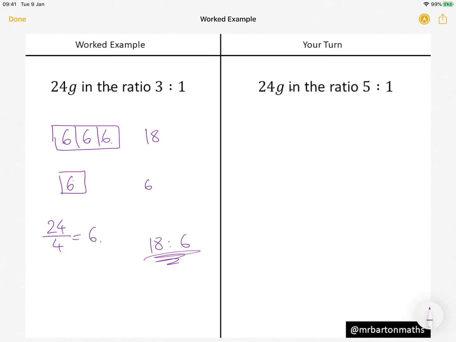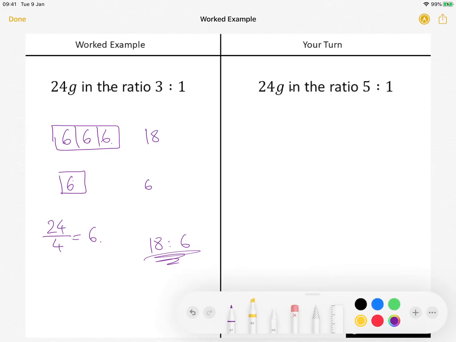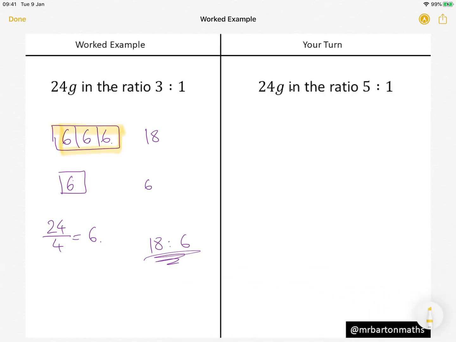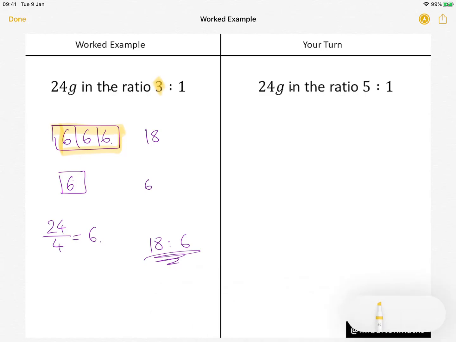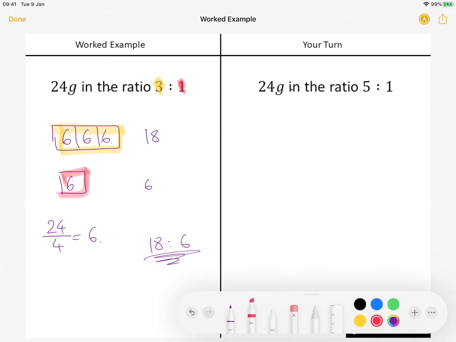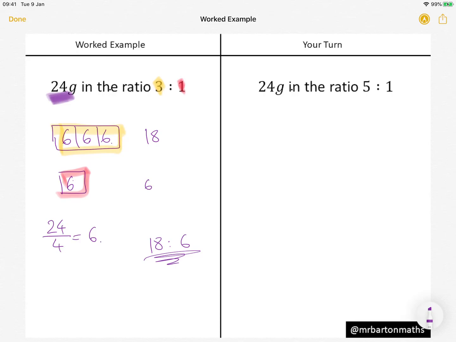Okay, so there's quite a bit going on there, so I'll explain what I did at each stage. First thing I did was draw out a box of 3 and a box of 1. So the box of 3 comes from there, and the box of 1 is because there's a ratio of 1 there, so 3 to 1. I know it's got to be in that ratio. Now, it says that there's 24 grams of something, so I need to split 24 by these 4 boxes, because there's 4 in total, which is why I divided by 4.